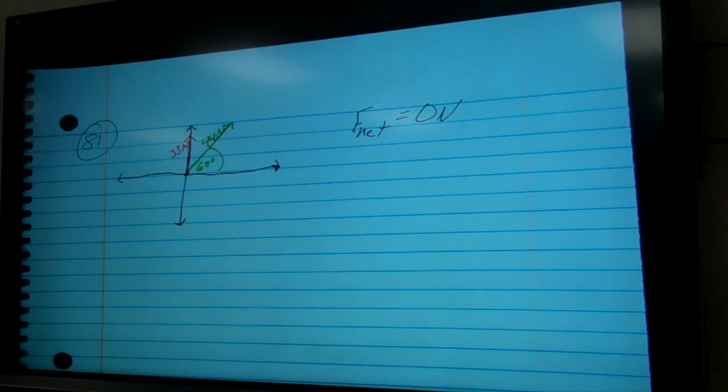Is there any way you could break down the trig for it?